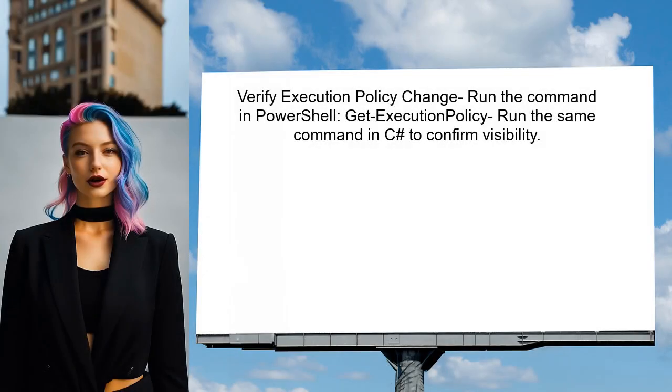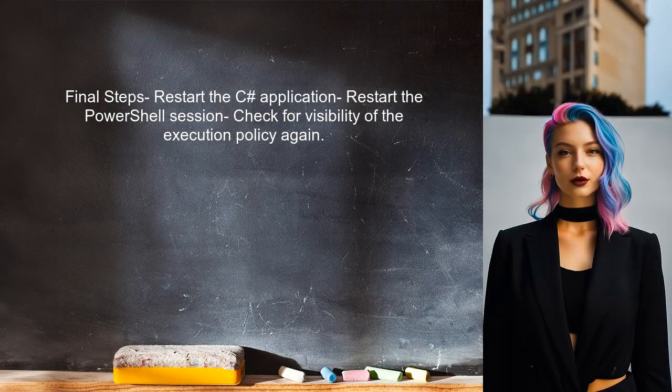After setting the execution policy at the machine level, the user should verify the change by running the Get-ExecutionPolicy command, again in both PowerShell and C#. This will confirm that the new policy is now visible across different contexts. Finally, if the user continues to experience issues, they should consider restarting their C# application or the PowerShell session to ensure that all changes take effect properly.